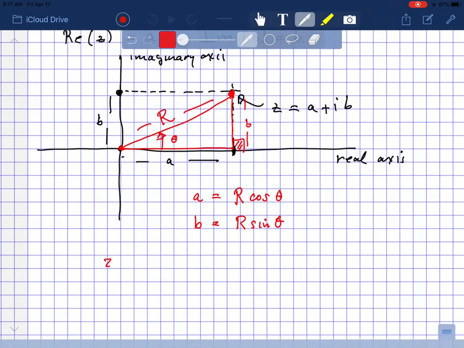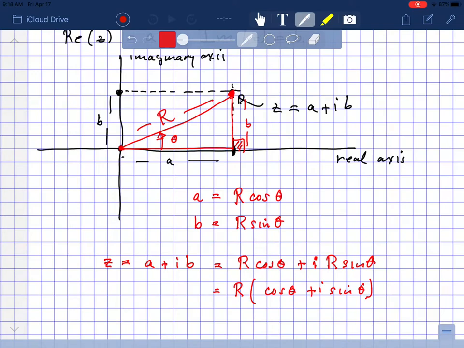So now our complex number z, which is equal to a plus ib, can also be written as follows. It can be written as r times the cosine of theta plus i times r times the sine of theta. And this in turn can be written as r times the cosine of theta plus i times the sine of theta.